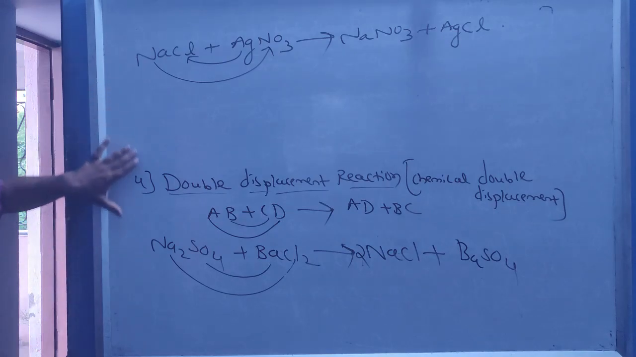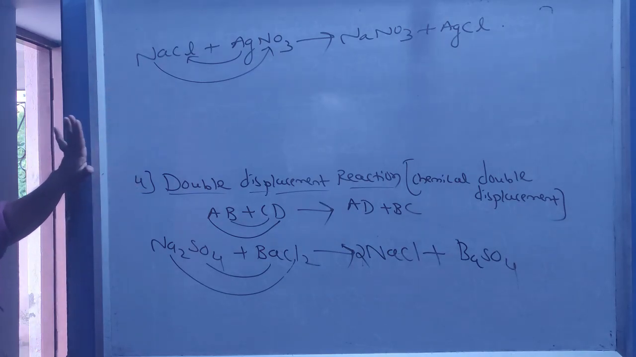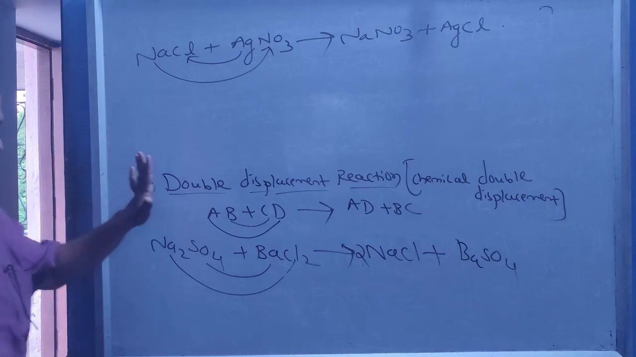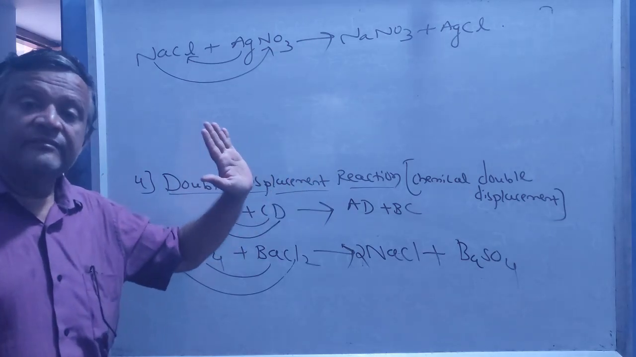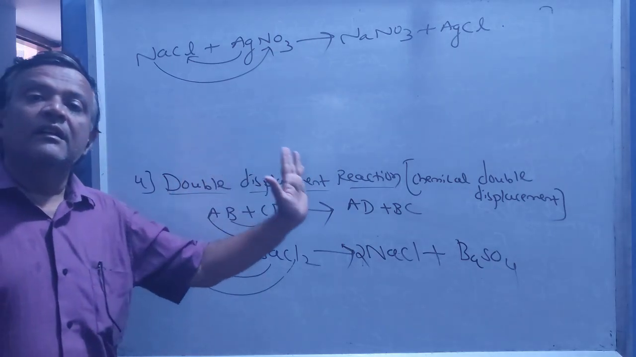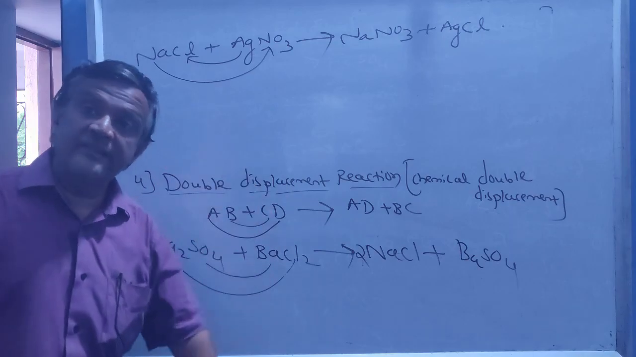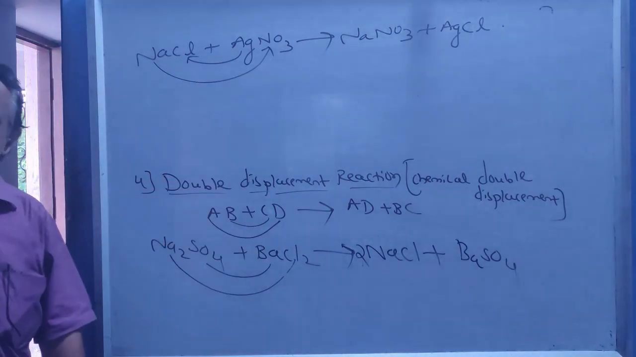Students, you studied 4 types of chemical reactions. We shall study about oxidation, then reduction, then corrosion and rancidity in the next class.